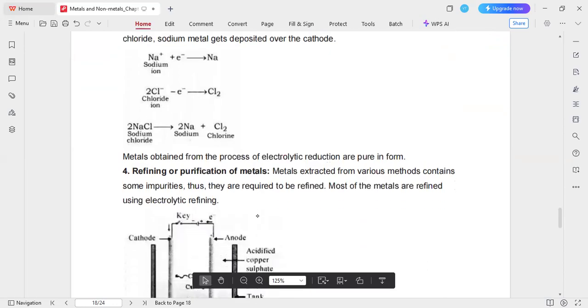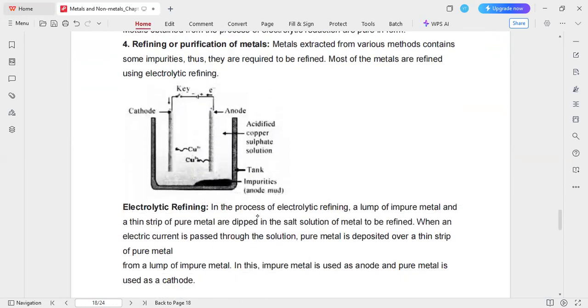The last procedure is what? Refining or purification of metal, which is very, very important. Suppose let's take the example of copper, children. Here we are taking two metals: impure copper, which has to be purified, as the anode, and a strip of pure copper as the cathode. Pure copper is connected to the negative, and impure copper is connected to the positive.